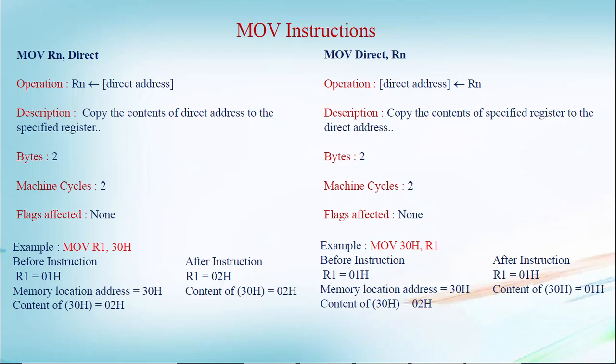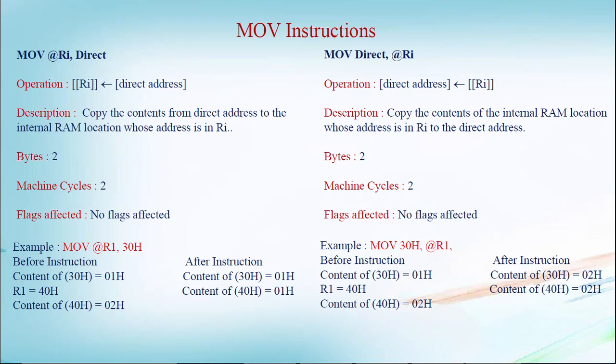Then MOV direct, Rn. It means copy the contents of the specified register Rn to the direct address. Example, MOV 30H, R1. It means the content of R1, that is 01H, will move into 30H after the instruction is executed.